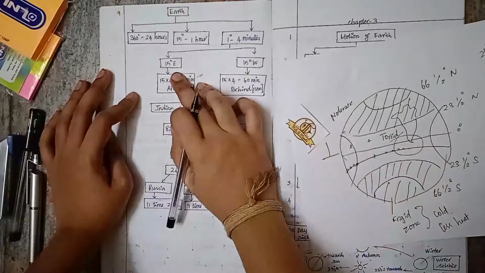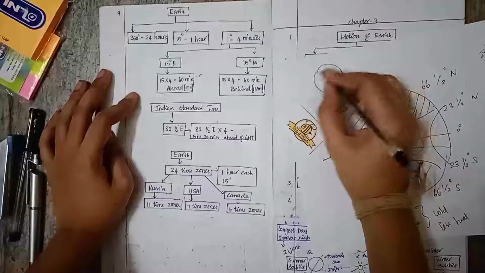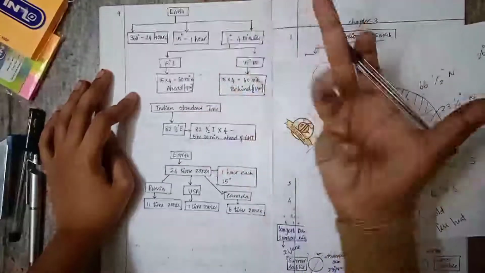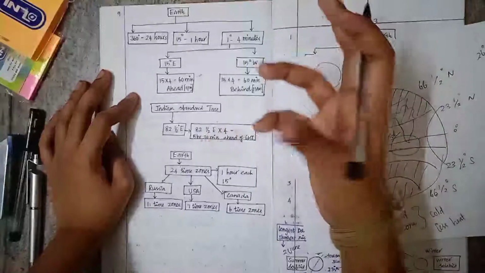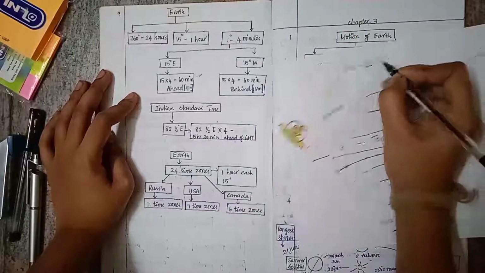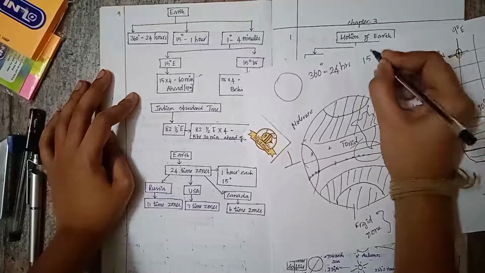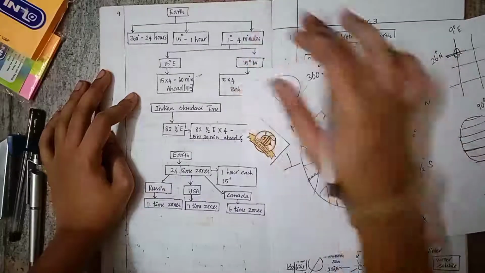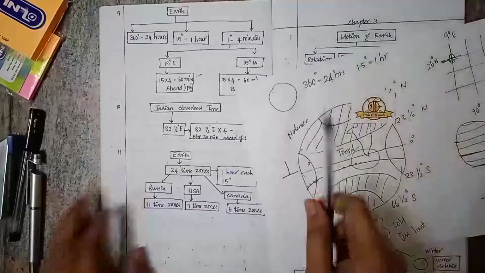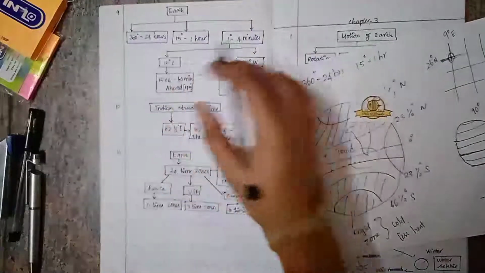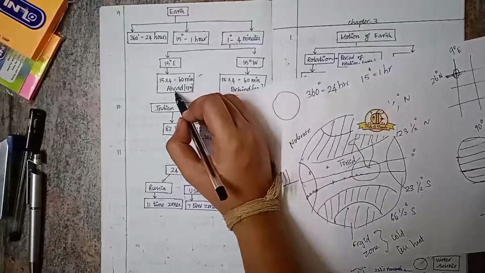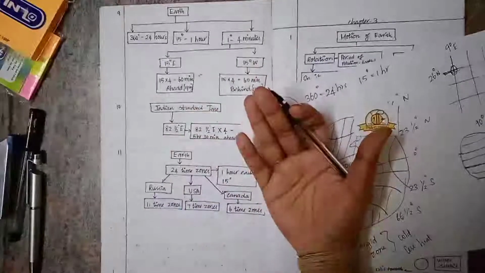So consider this example. Earth is 360 degree. To rotate itself, Earth needs to rotate 360 degree. For that it takes 24 hours. Which means to rotate 15 degree it takes 1 hour, and to rotate 1 degree it takes 4 minutes. So 1 degree takes 4 minutes. So if it is 15 degree east, then 15 times 4 is equal to 60 minutes ahead of Greenwich time.